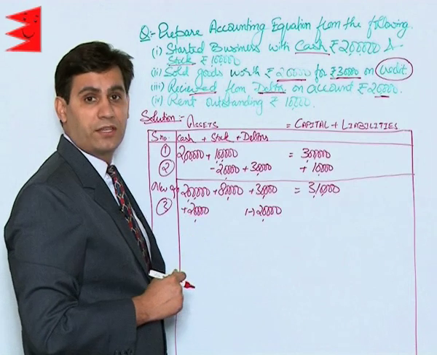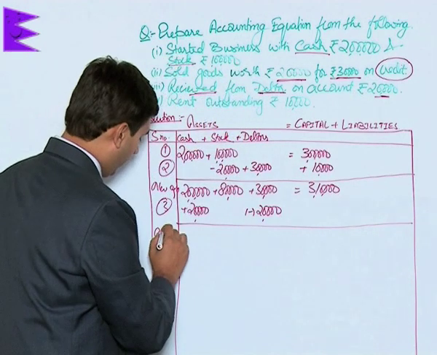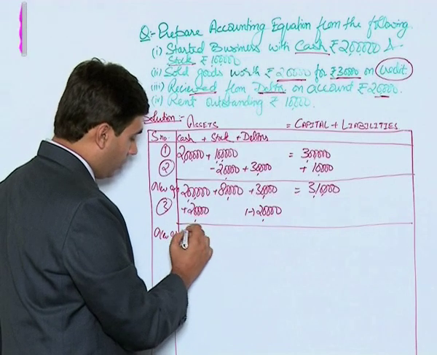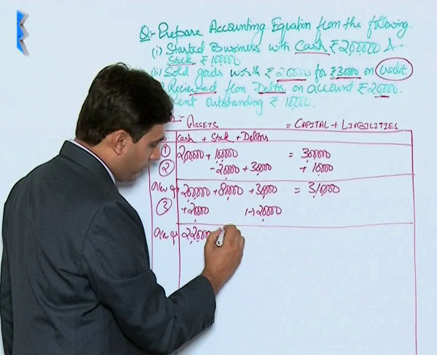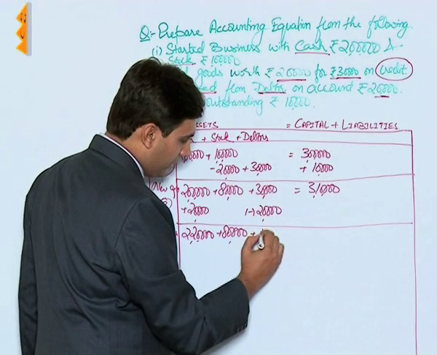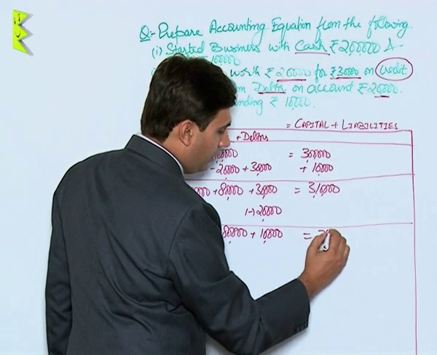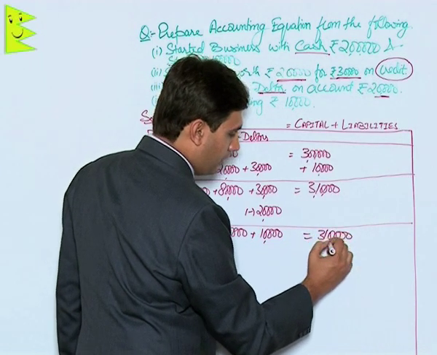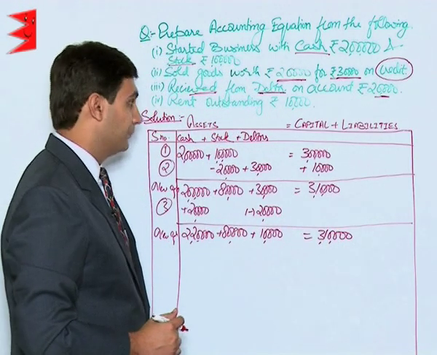to cash. Let us find the total, and our new equation becomes 2,20,000 cash, stock worth rupees 80,000, debtors are now worth rupees 10,000 and capital 3,10,000, and the total on both the sides is rupees 3,10,000.